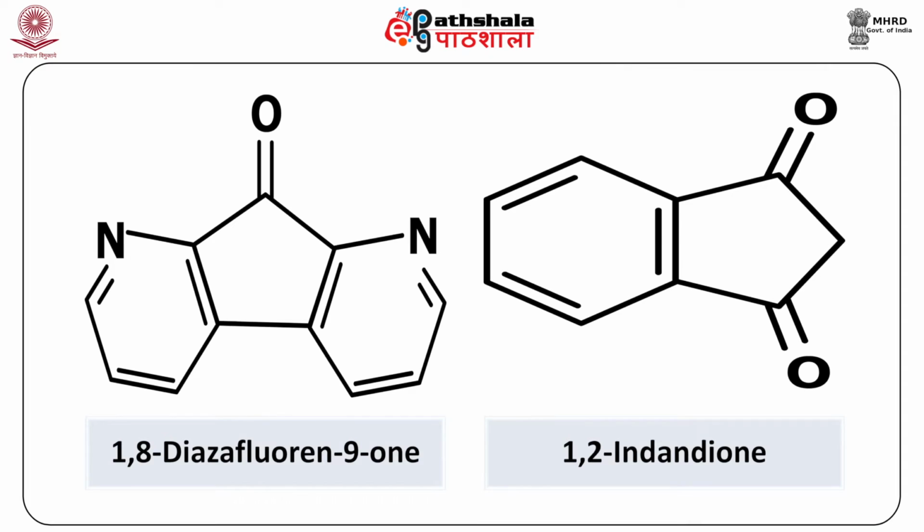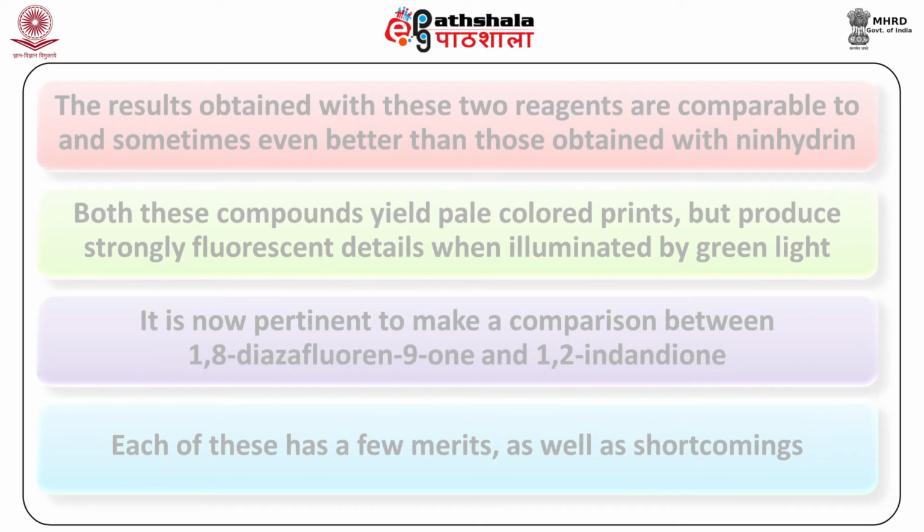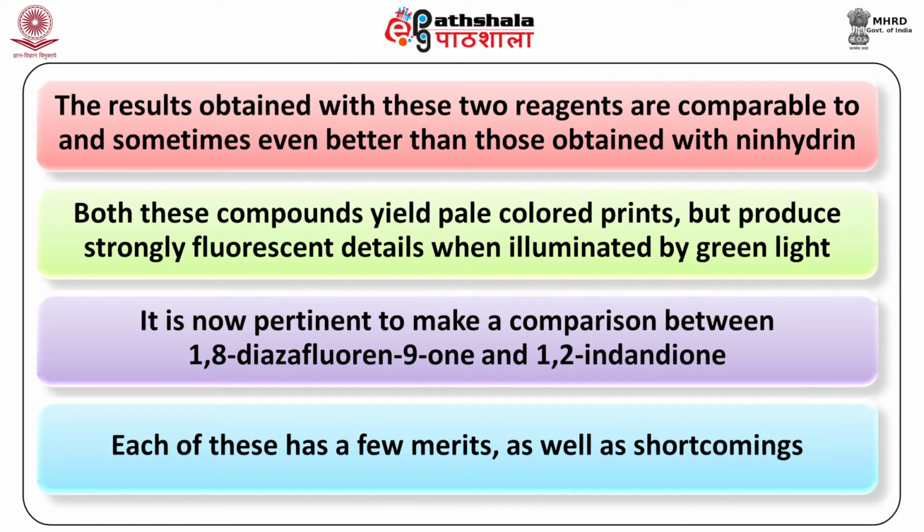Of all the fluorogenic reagents cited here, two are most promising. These are 1,8-diazafluorene-9-one and 1,2-indandione. The results obtained with these two reagents are comparable to and sometimes even better than those obtained with ninhydrin. Both these compounds yield pale colored prints but produce strongly fluorescent details when illuminated by green light.